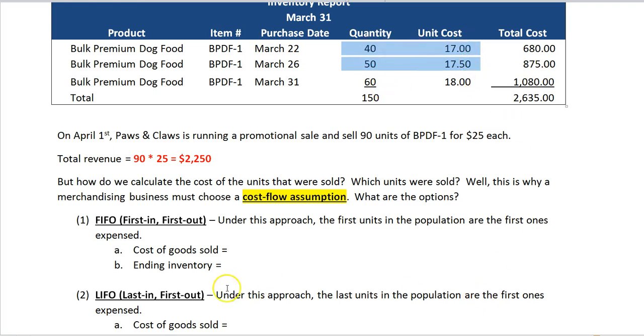So if we expense all these units, cost of goods sold will be the 40 times 17. So we're expensing all of these. And then we're going to pick up the others at 17.50. Notice it's a total of 90 units that we sold. FIFO would have that as cost of goods sold. The ending inventory would just be what's left, the 60 at 18.